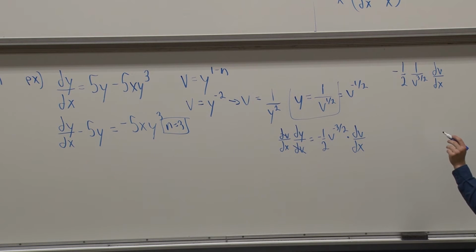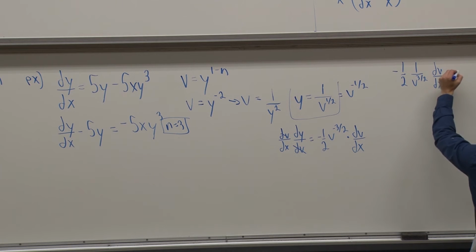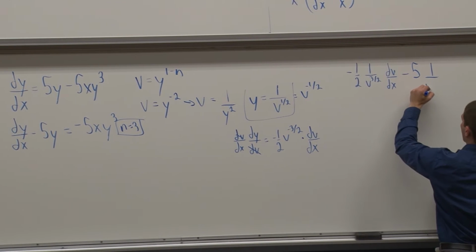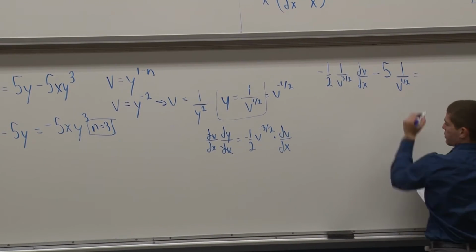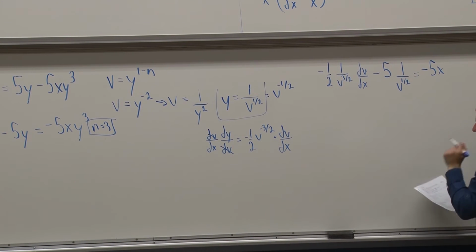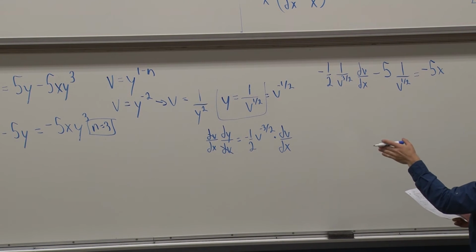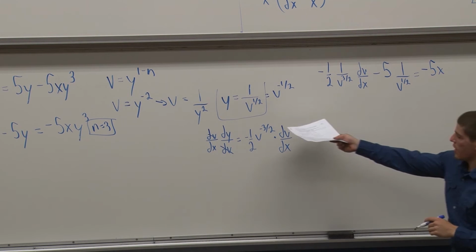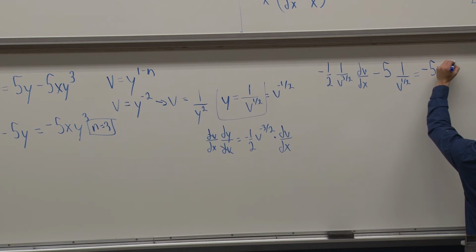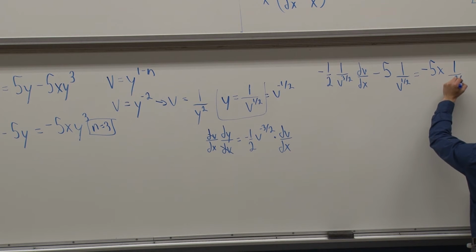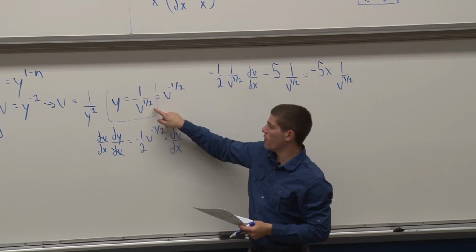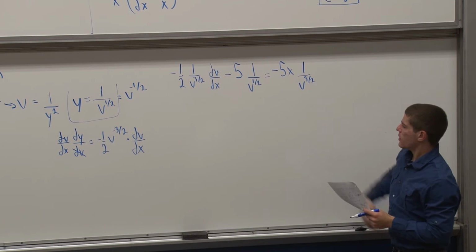And then it's going to be, what do we have? Minus 5 times y. So y is going to be 1 over v to the 1/2, equals negative 5x times v times y cubed. So that's going to be this thing, 1 over v to the 1/2 cubed. So that could be simply written as 1 over v to the 3 over 2, because if you cube this entire thing, you'll have 1 cubed, which is 1, and v to the 3 over 2. OK.